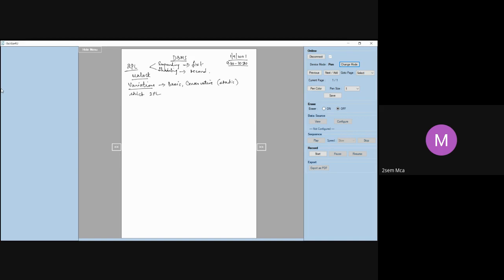Then we went for the strict 2PL. Strict 2PL means a transaction is not allowed to release the exclusive or write locks until it commits or it aborts. Until one of these operations is over, it cannot release any of the exclusive locks or write locks. That is the third variation, which is the strict 2PL.